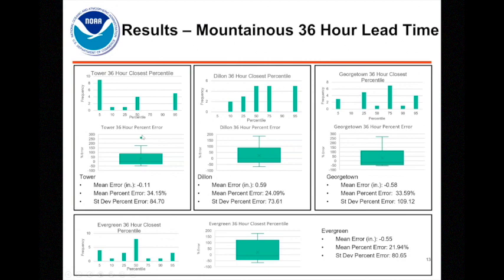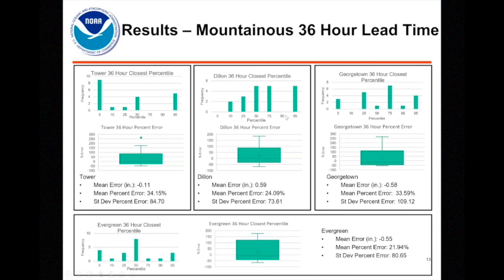Moving on to the mountainous Tower. This is high in the mountains near Steamboat, Colorado, if you're familiar with that. Snowfall can range from a foot all the way up to about 3 to 4 feet. So here, there are a lot of times where there was over prediction, where the storm missed it, or there was just severe over prediction, which happened from time to time.